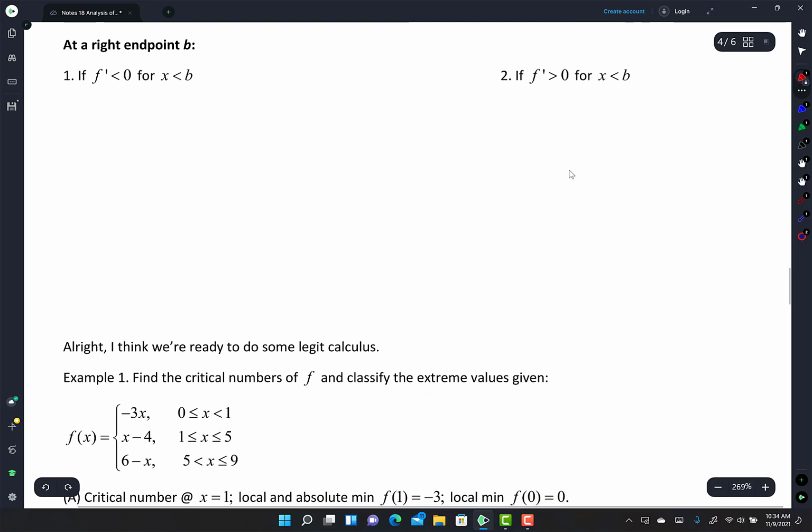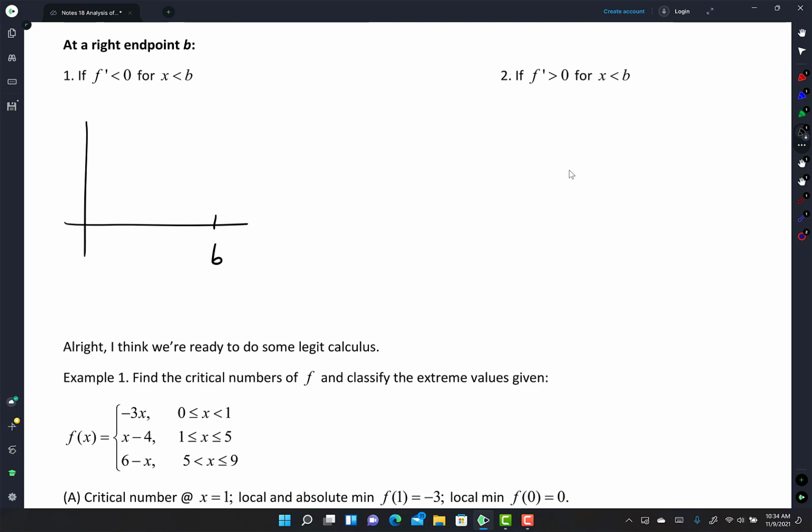At a right endpoint. So let's see. For x less than b, f prime is negative. So for all my values to the left of b, my derivative is negative. So that means I have to do this. Let me make it better. Let me just make a straight line. My derivative is negative there. So that looks like a what? F of b is a min.